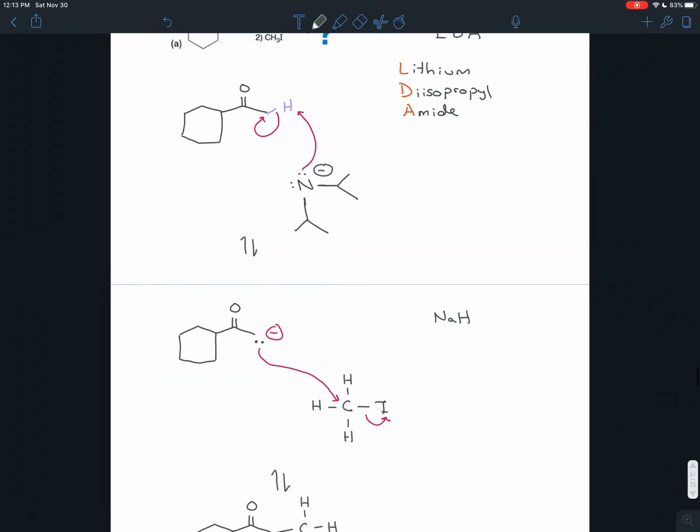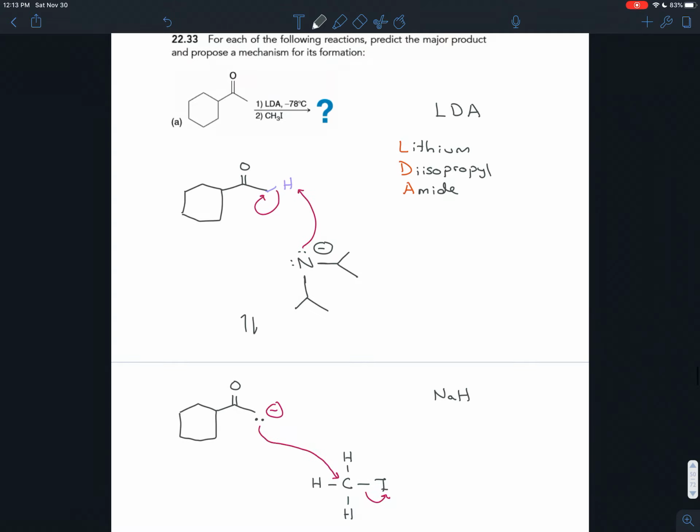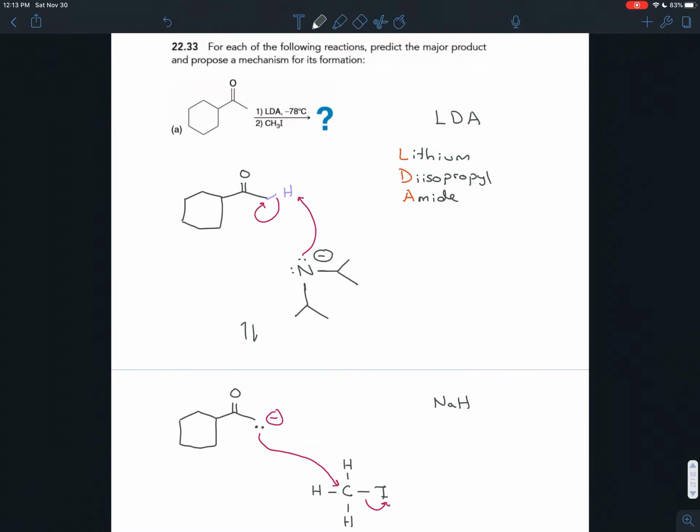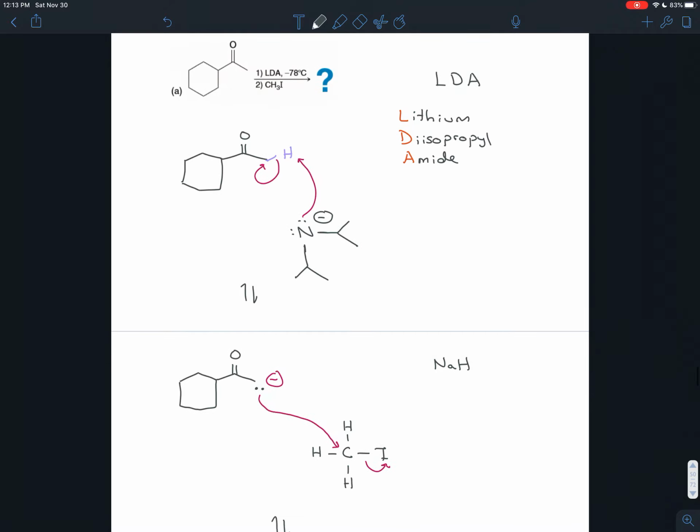The takeaway from this is that you can do an SN2 reaction with these alpha carbons. Alpha carbons are nucleophiles, and you can use nucleophiles to do SN2 reactions. And the big thing is you can prefer to form the nucleophile on the less substituted carbon, the less crowded carbon, by using LDA and making the temperature a little bit lower.